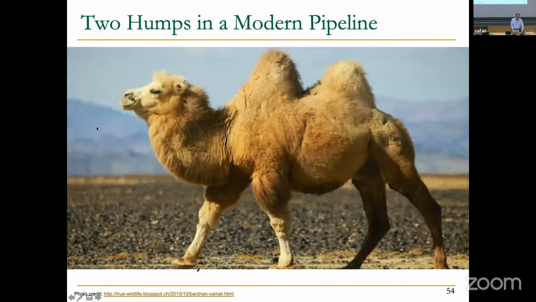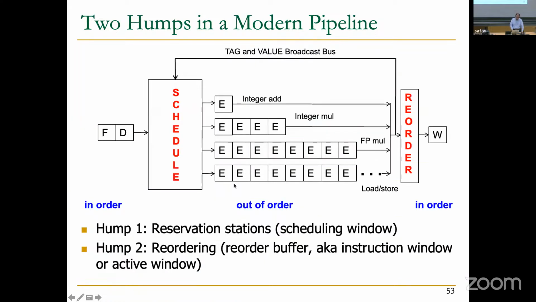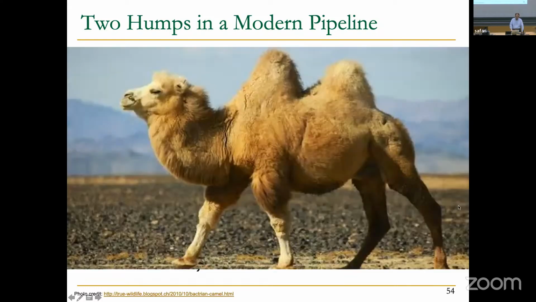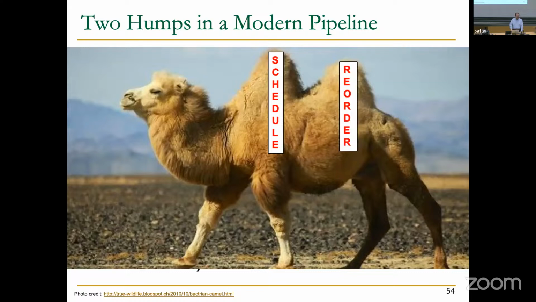So fetch and decode are in order. Then execution is out of order. And then we have this write back, which is in order. It's another analogy when you want to think about the two humps in a modern pipeline: we have this scheduling and reorder.